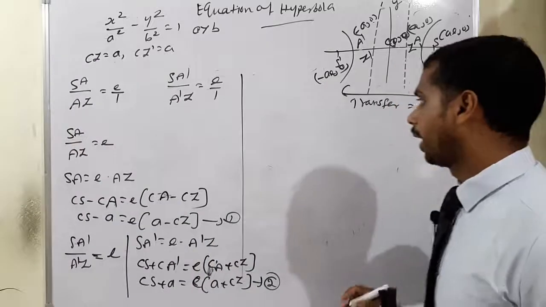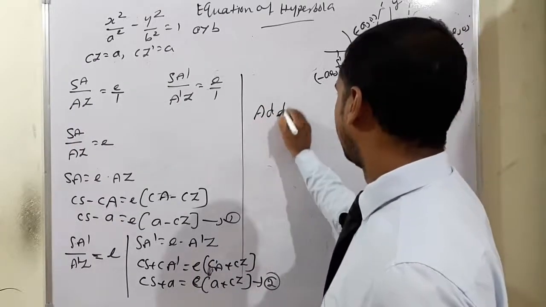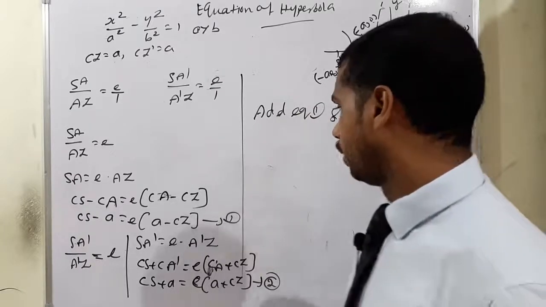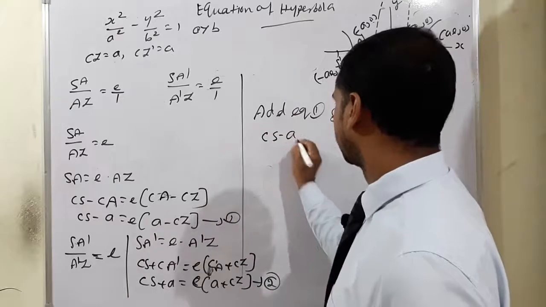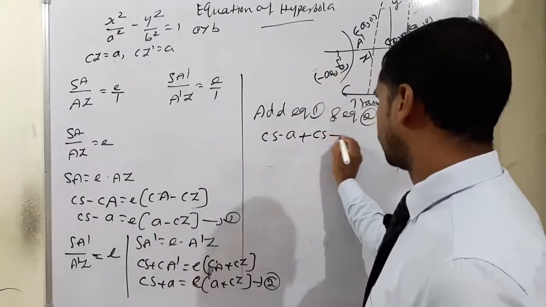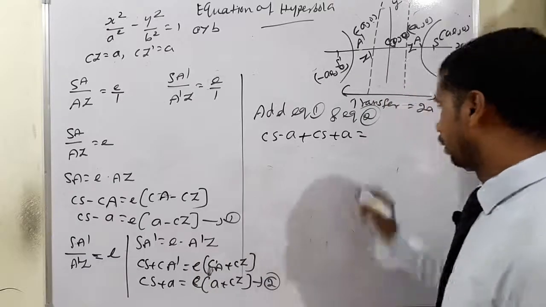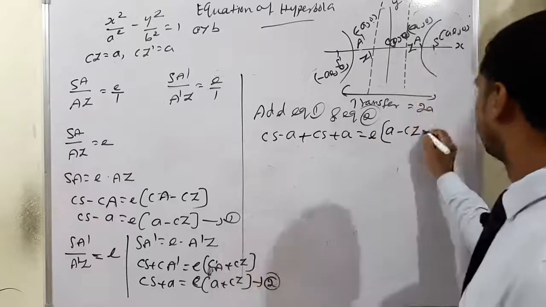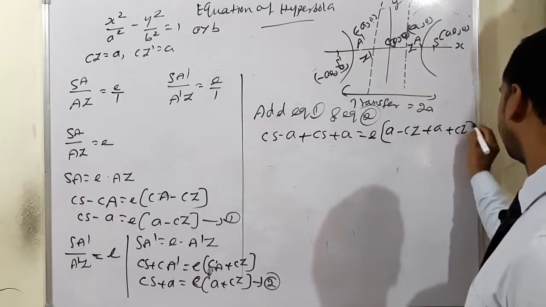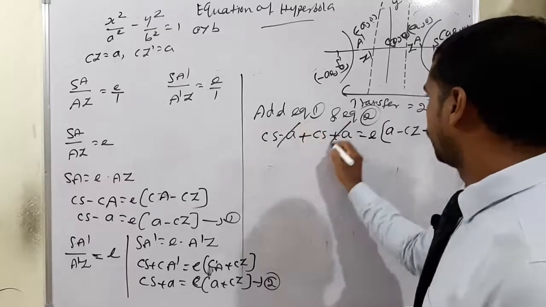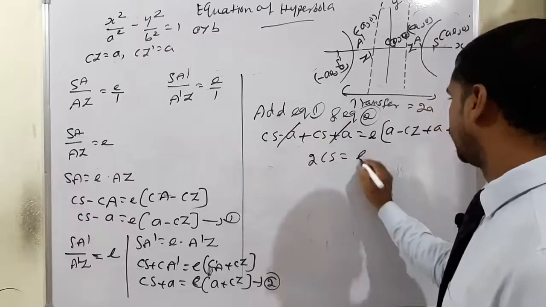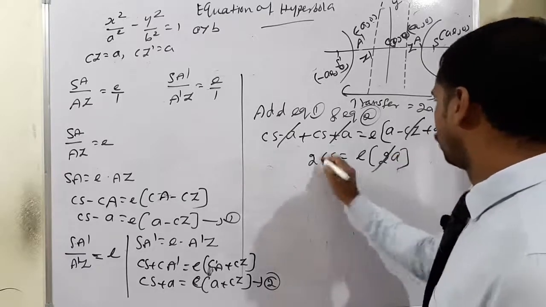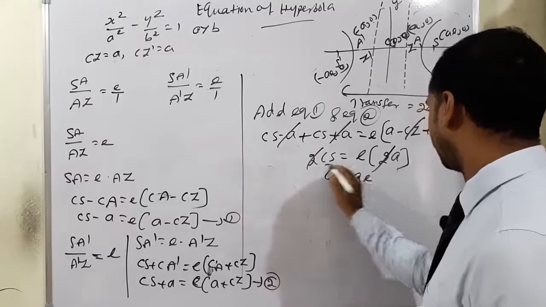Now add equation 1 and equation 2. Equation 1: CS minus A, plus equation 2: CS plus A, is equal to E common, A minus CZ plus A plus CZ. Minus A plus A cancel, and minus CZ plus CZ cancel, so 2CS is equal to 2AE. The 2 cancels, so CS is equal to AE. This is the focus.